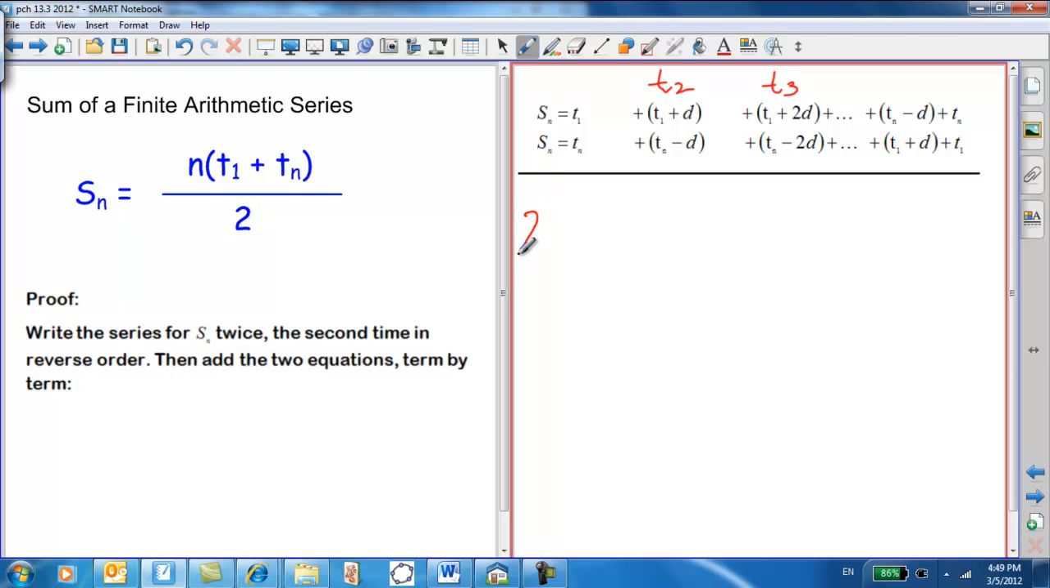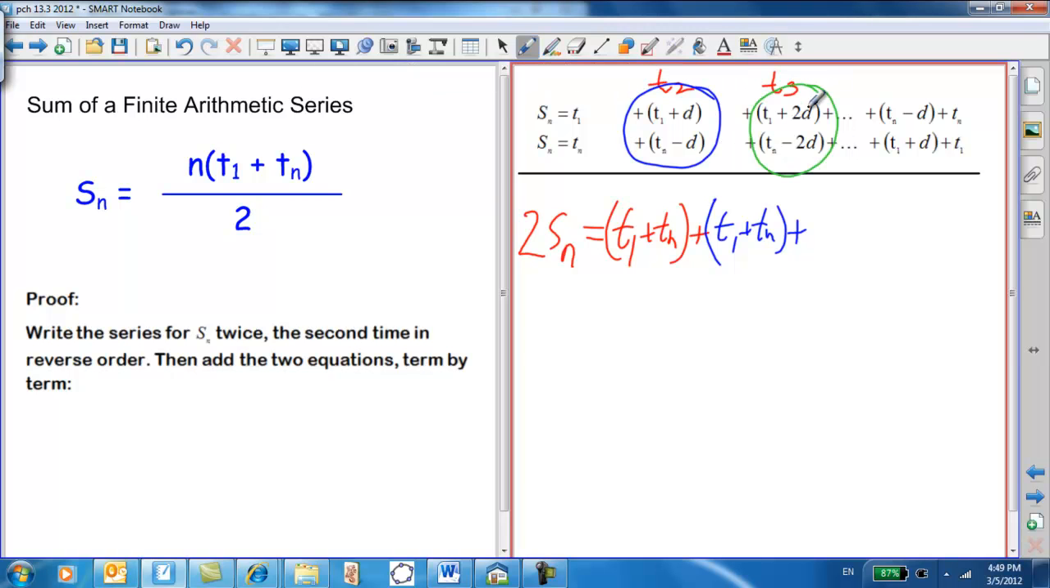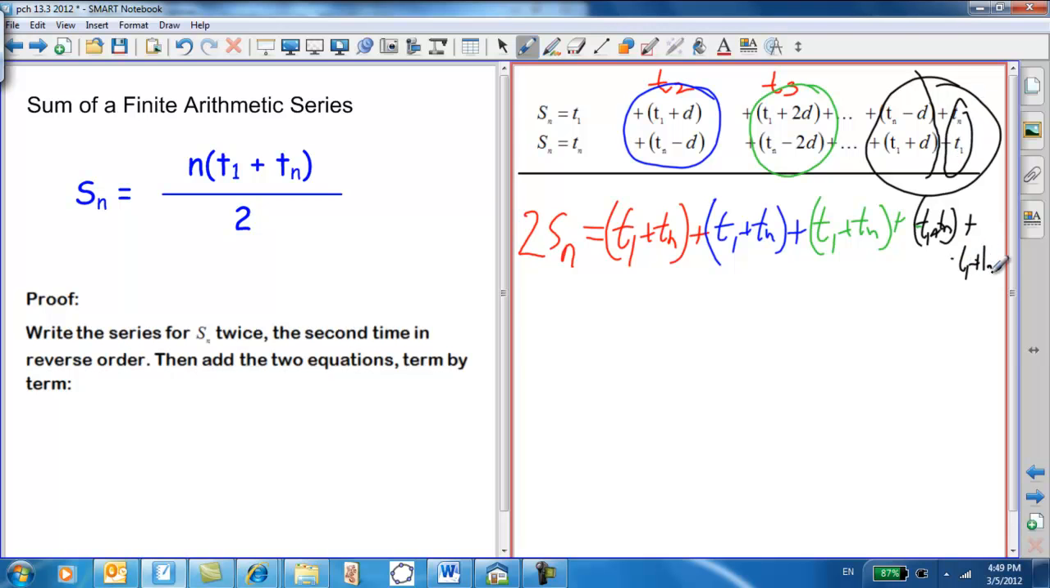So when you add up these two expressions, you get 2 s sub n equals t sub 1 plus t sub n, that's the sum of these two, plus, I'm going to add up these two, and notice how the d and negative d cancel out, and I get t sub 1 plus t sub n again, plus, and now I'm going to add up these two, and notice the 2d and negative 2d cancel out, and I get t sub 1 plus t sub n again, plus dot dot dot, and finally we end up adding up these two, and we get t sub 1 plus t sub n again. And we get the same thing on these last two as well, t sub 1 plus t sub n.